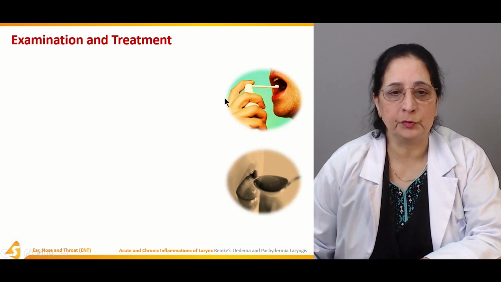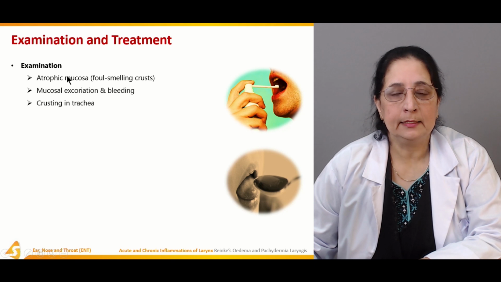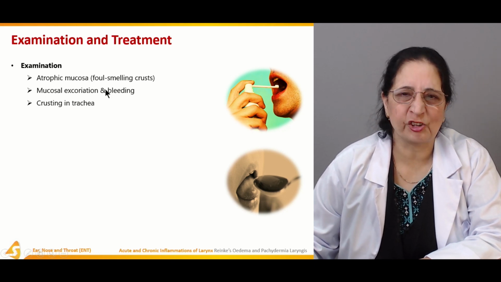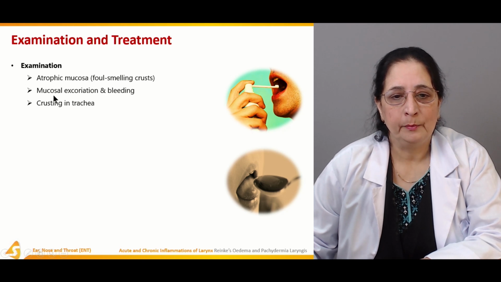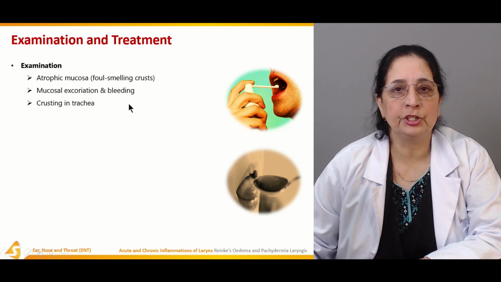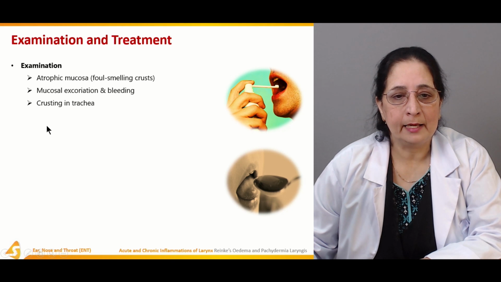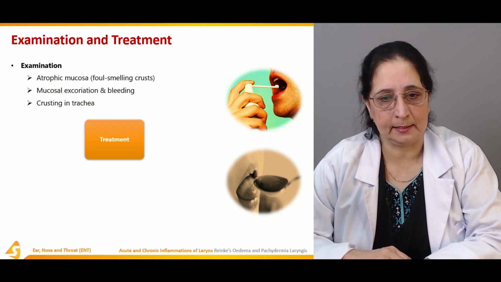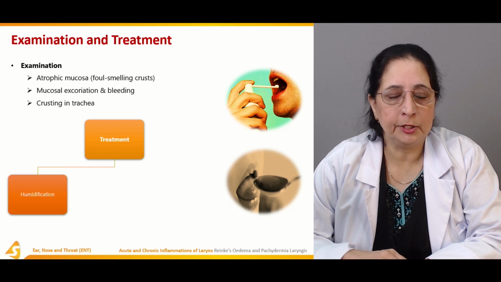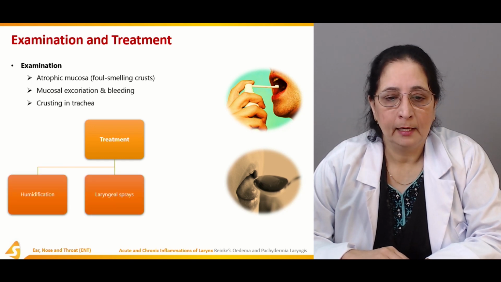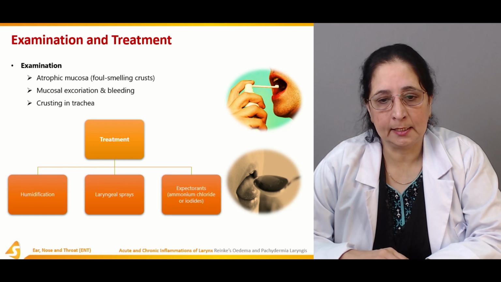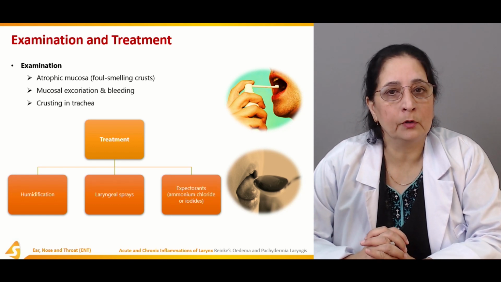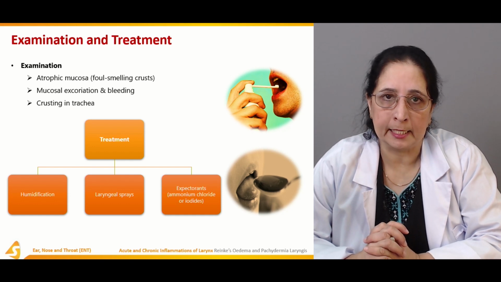Examination and treatment. On examination, usually foul-smelling crusts are present, mucosal excoriation and bleeding, and there is also crusting in the trachea. Treatment is humidification, laryngeal sprays, and expectorants like ammonium chloride or iodide.